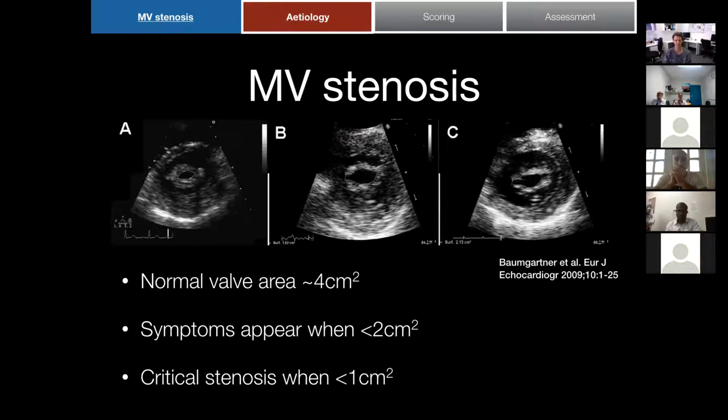But normal, greater than 4 centimeters squared, severe, less than 1 centimeter, and we start to sort of get that mild to moderate category, and we're starting getting out to the 2 centimeters. So I have 1 and 2 in my head as being the important ones.